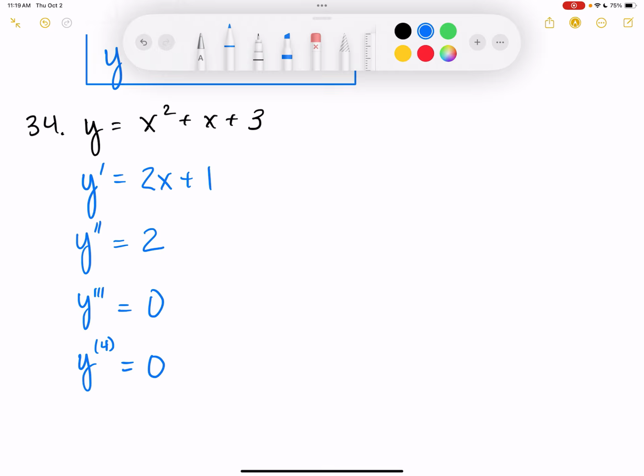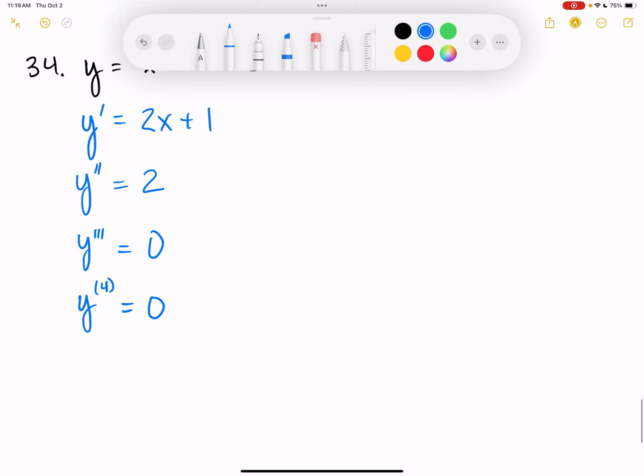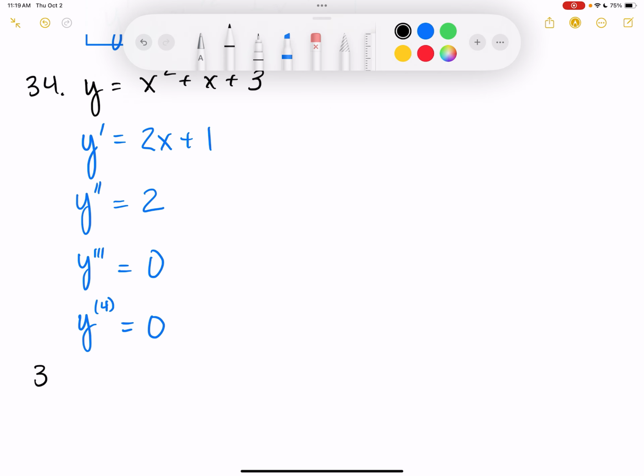I am going to do 36. It's not going to be as bad as it's going to look like it could be in just a second. So 36, y equals x plus 1 over x.